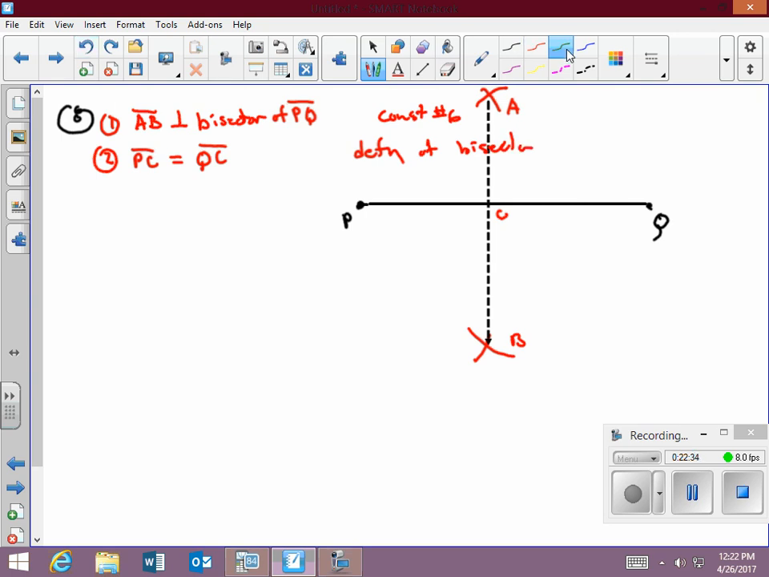Now, if you take the length PC and you have a compass and strike an arc that's longer than halfway, you would get an arc up here and an arc up here using construction 6 again, and then connect those two. And then, let's see.